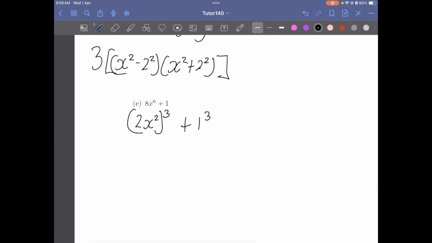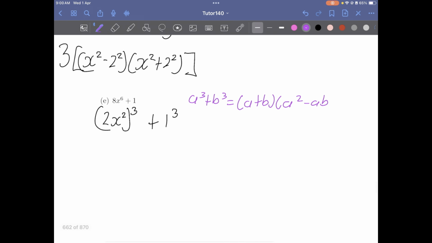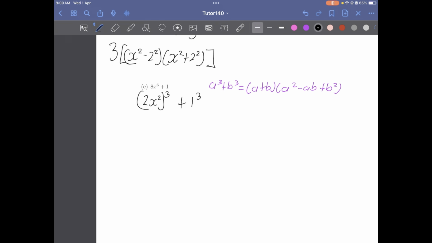And there's a formula for this when we add two cubes. So that formula is a cubed plus b cubed is equal to a plus b, a squared minus ab plus b squared. Okay, so this is a and this is b, 1 is b, so all we do is set it up.